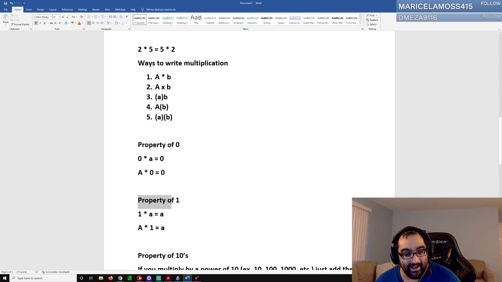All right, next is the property of 1. You have 1 times a number is still going to be that same number, or that number times 1 is still going to be that same number. Effectively, 1 does nothing. It leaves the number alone, and you get the same thing back. So 1 times 5 is 5, and 5 times 1 is 5.